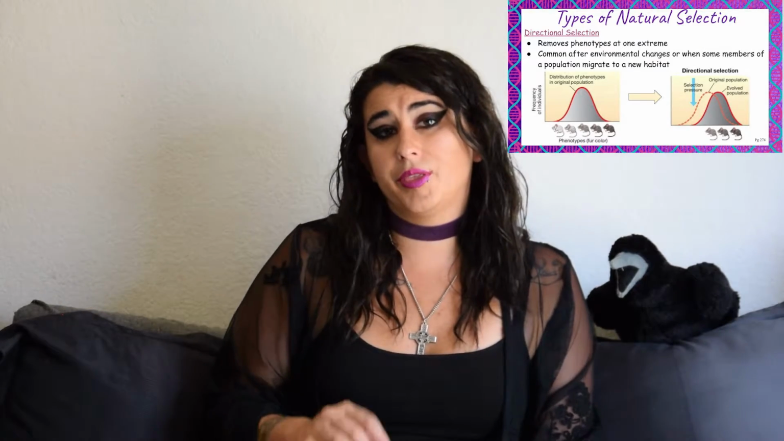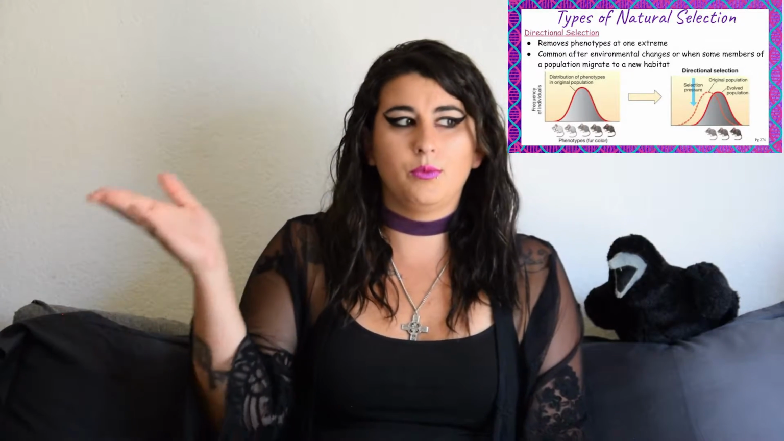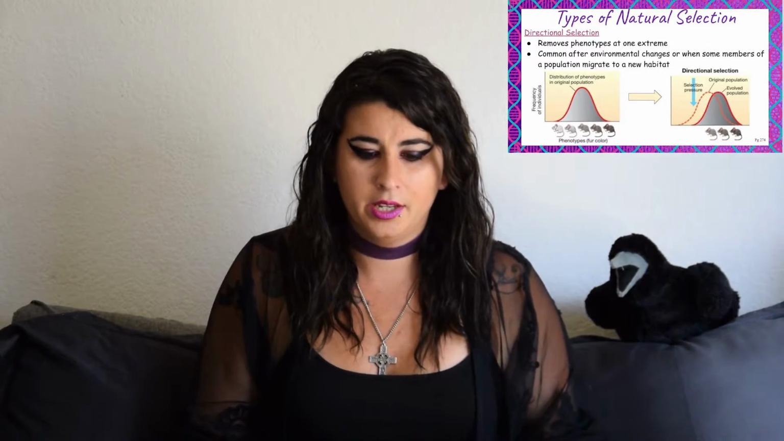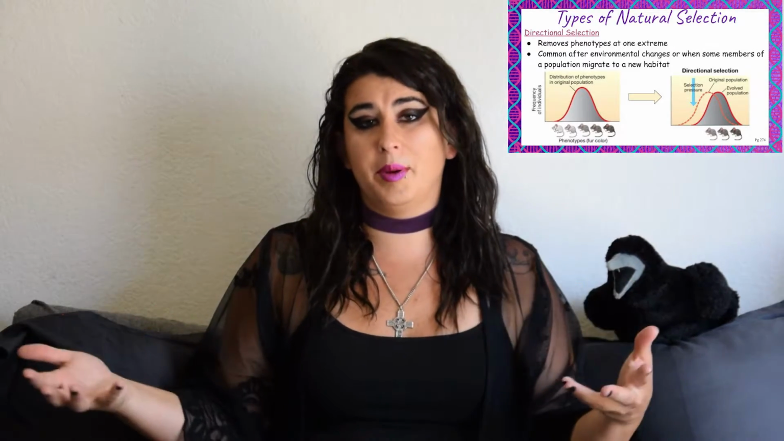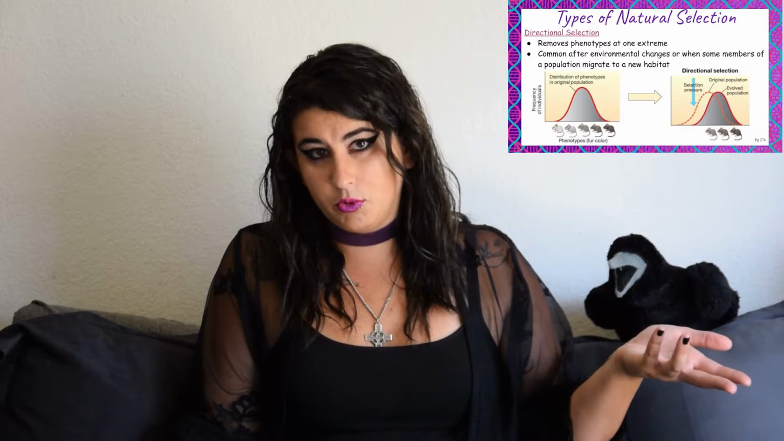So now let's talk about the types of natural selection, because like pretty much anything in the sciencey world, we've broken it down into different types. And the first one we're going to talk about is directional selection. Directional selection is a type of selection that just removes the phenotypes from a population at one extreme. This type of selection is very common after some sort of environmental change, or when some members of the population move to a new habitat. So those genes at one extreme just might not be available anymore.